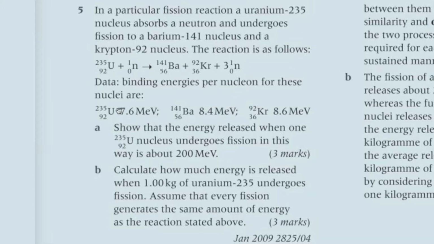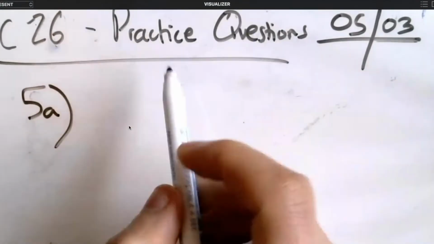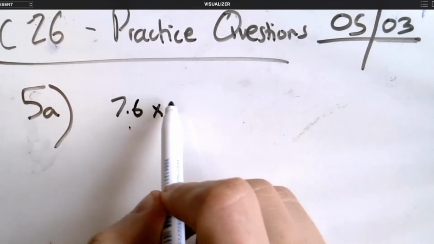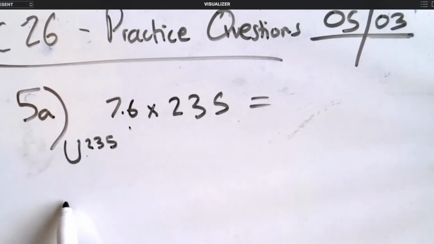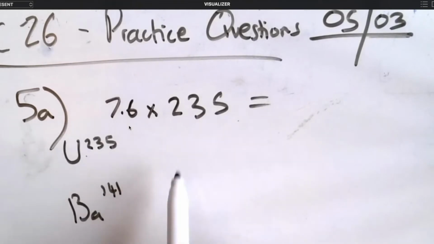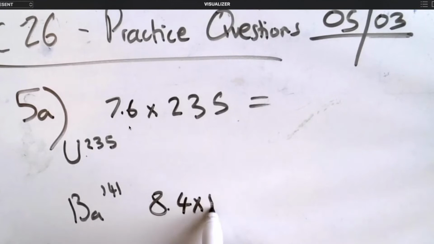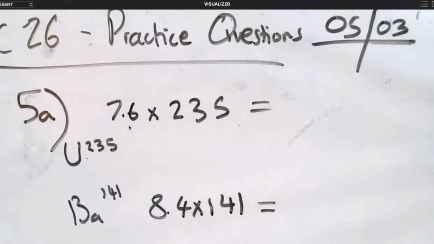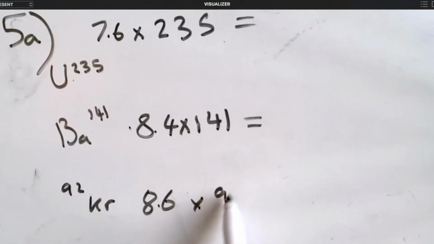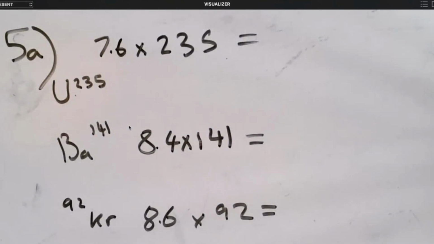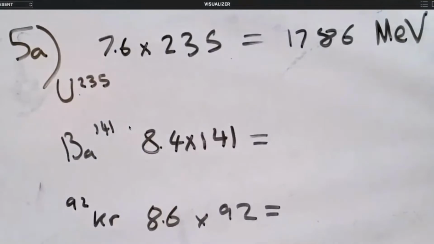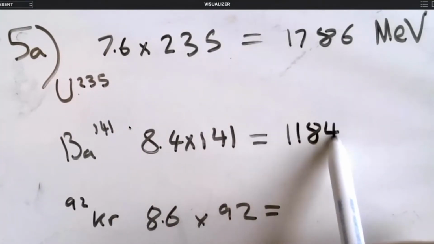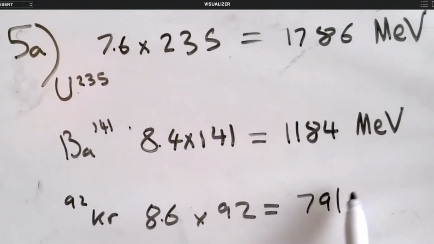Then again, 7.6 times 235 for the uranium. So on one side, I'm going to have 7.6 times 235 for my uranium, and then obviously I want barium 141, and I want 92 Kr. So this is going to be 8.4 times 141, and this is going to be 8.6 times 92. Okay, so obviously plug those numbers into your calculator, and you should end up with 1786 MeV for that one, and 1184 MeV, and then 791.